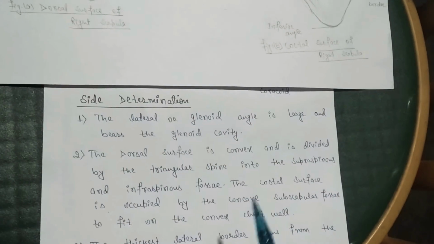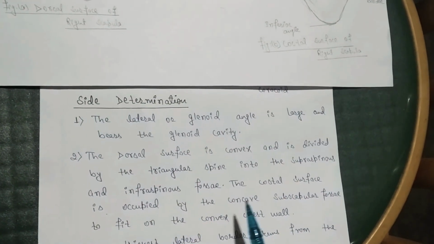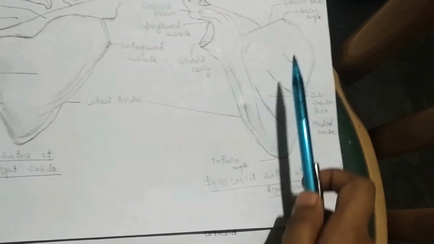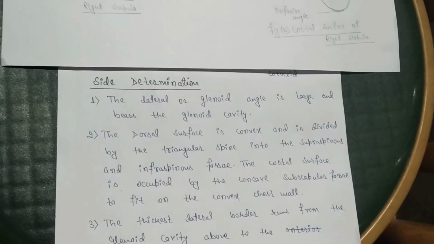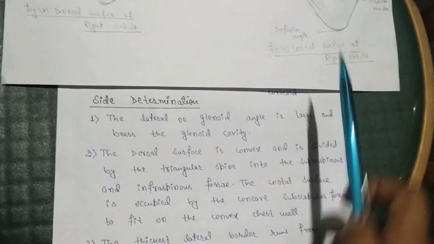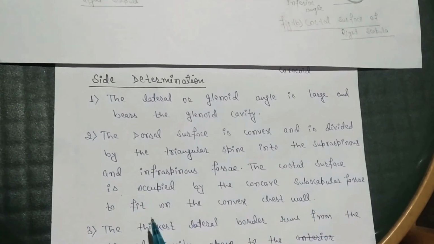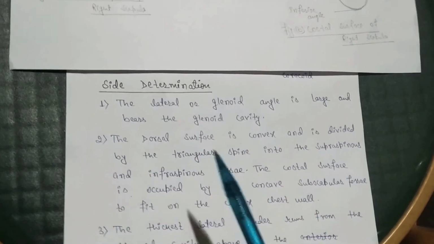This is convex. And the costal surface is occupied by the concave subscapular fossa. Here you can see the subscapular fossa. And this is the costal surface. The costal surface is occupied by the concave subscapular fossa to fit on the convex chest wall.